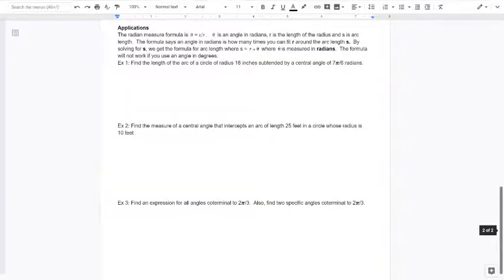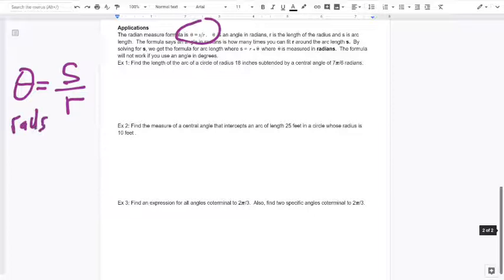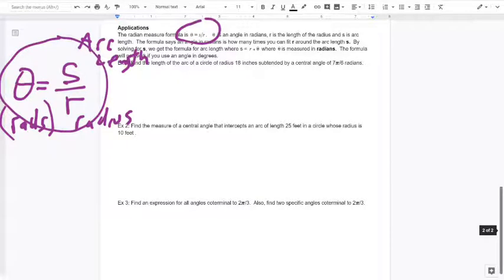So the definition that we learned of radians is how many times the radius fits along the arc. And that's what this says right here, where it says theta is equal to s over r. Theta is an angle in radians, so this only works when you're talking about angles in radians. And it's equal to the arc length divided by the radius, meaning how many times does the radius fit in the arc length? Theta equals s over r.